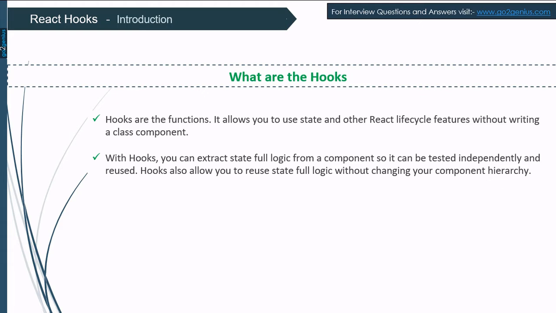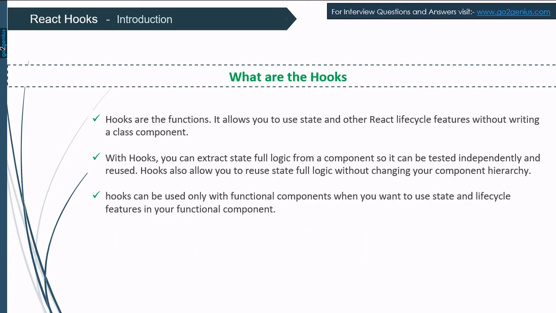That means you can use hooks on your existing components wherever they are located in your folder structure, and you don't have to change the naming convention and location of your component. That means you can write the stateful logic in your functional component, and you can also reuse that logic in multiple places. Hooks can be used only with functional components when you want to use state and lifecycle features in your functional component.